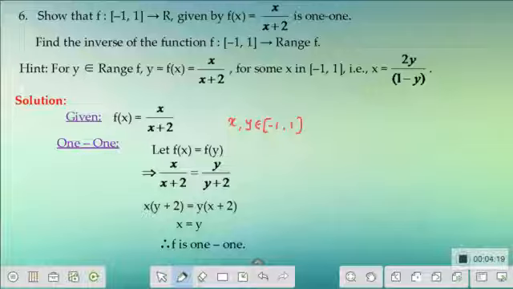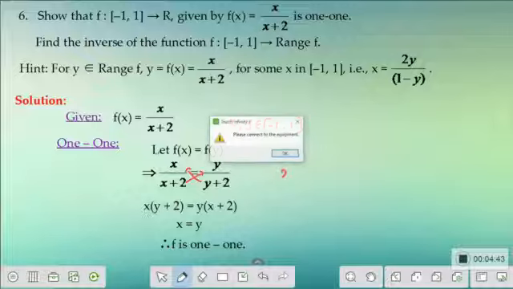When f of x and f of y are equal, it means x by x plus 2 is equal to y by y plus 2. Obviously, the next step is to go for cross multiplication. I don't think I need to give much explanation on this because we have discussed similar problems in our previous sessions. So x into (y plus 2) equals y into (x plus 2). When you simplify this, that gives you x equal to y.